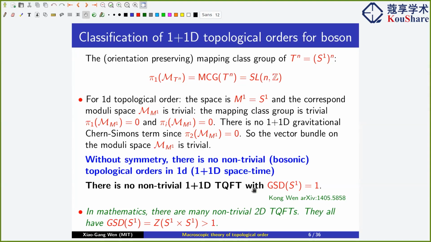For some people familiar with mathematics, there are indeed non-trivial 1 plus 1 dimensional topological quantum field theories. So it looks like there's something non-trivial even in 1 plus 1 dimension. But here I want to say that this topological quantum field theory in 1 plus 1 dimension, I think in condensed matter physics, corresponds to symmetry breaking states. They have ground state degeneracy on the circle. Even on the circle, there's ground state degeneracy. So maybe this 1 plus 1 dimensional topological quantum field theory actually describes a symmetry breaking state. This is what we think at the moment.